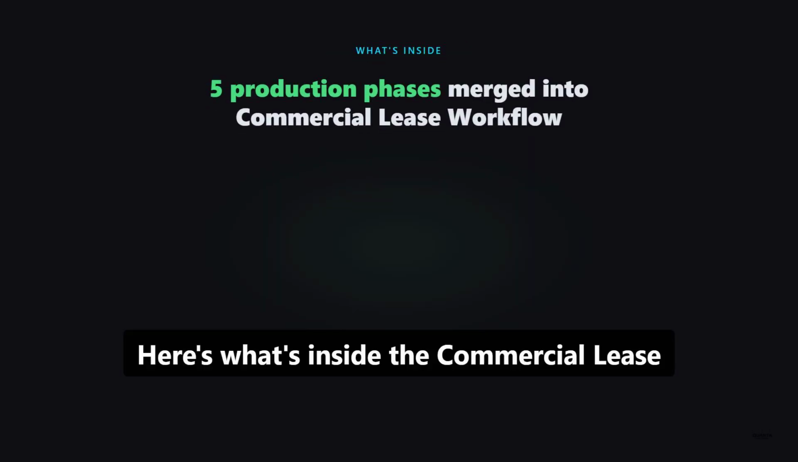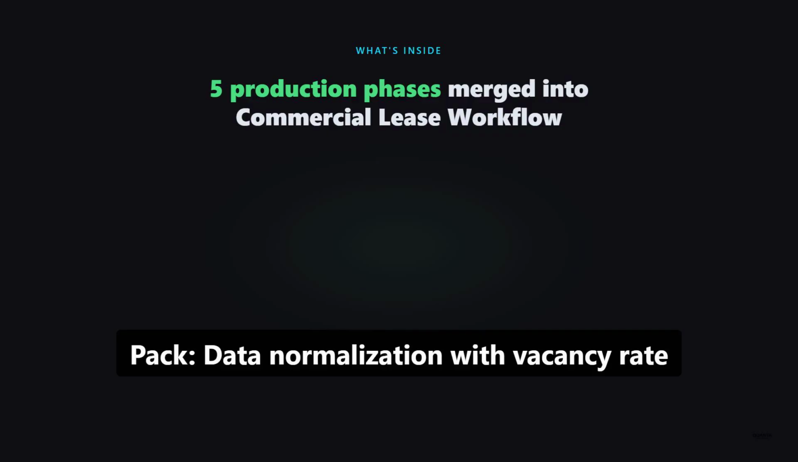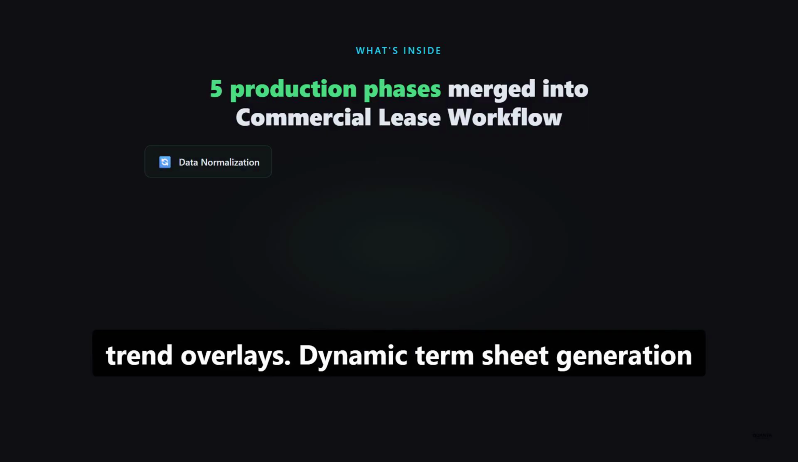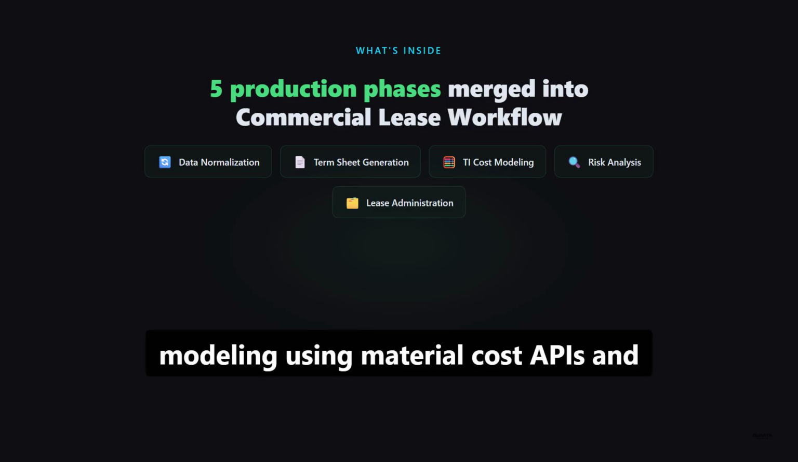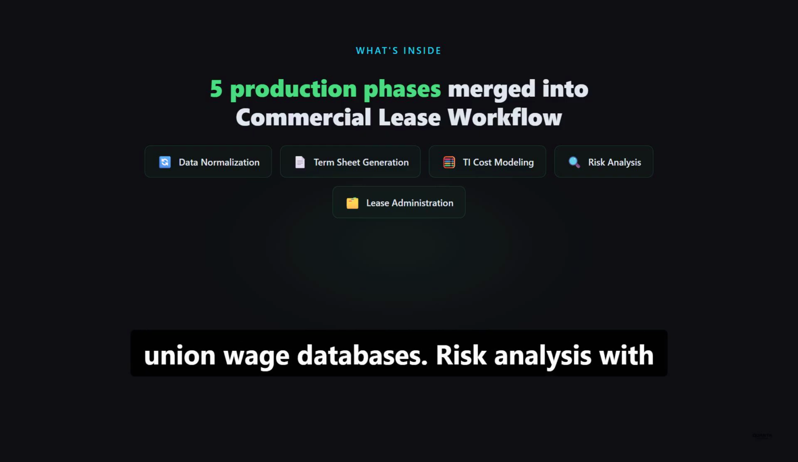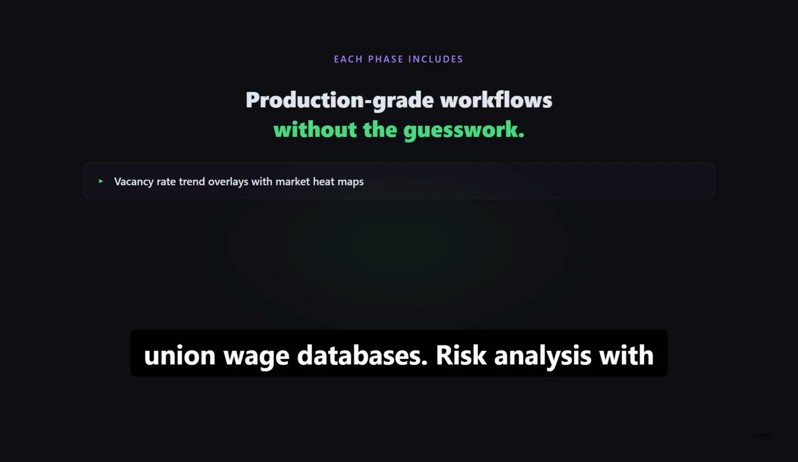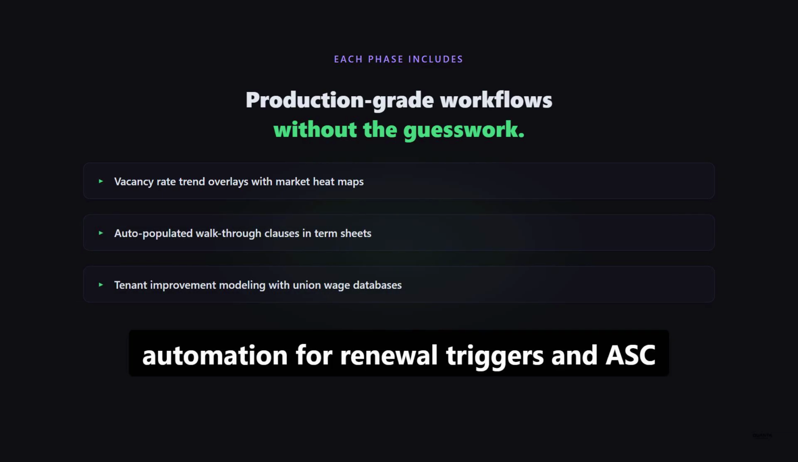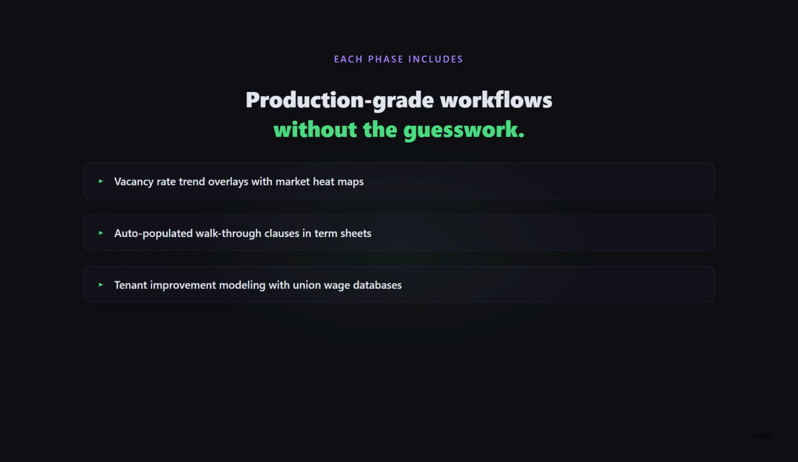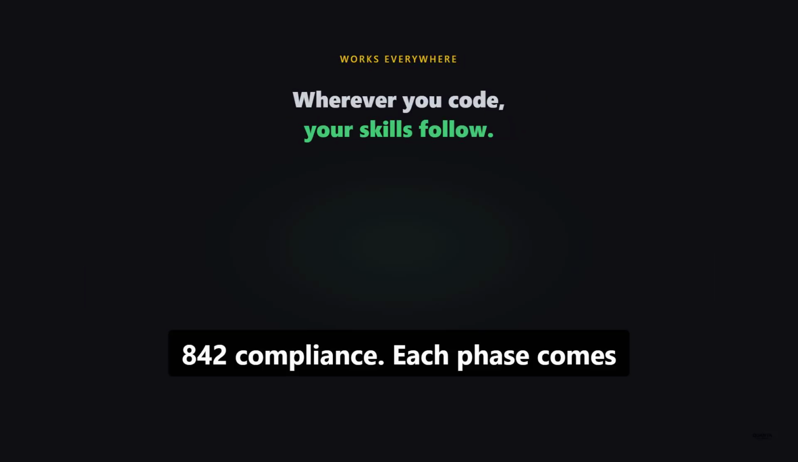Here's what's inside the Commercial Lease Pack: data normalization with vacancy rate trend overlays, dynamic term sheet generation with auto populated walkthrough clauses, tenant improvement modeling using material cost APIs and union wage databases, risk analysis with jurisdiction specific legal precedent checks, lease administration automation for renewal triggers and ASC 842 compliance.